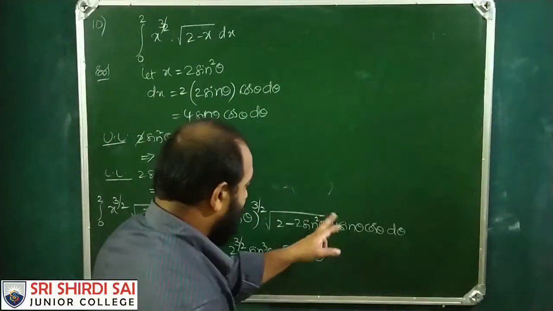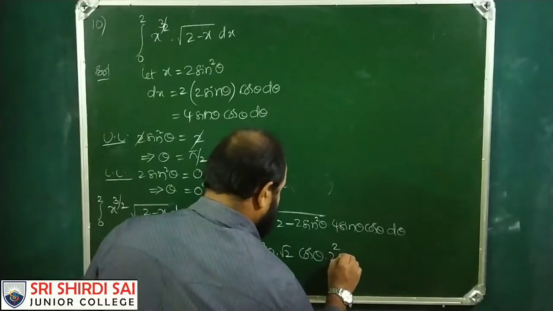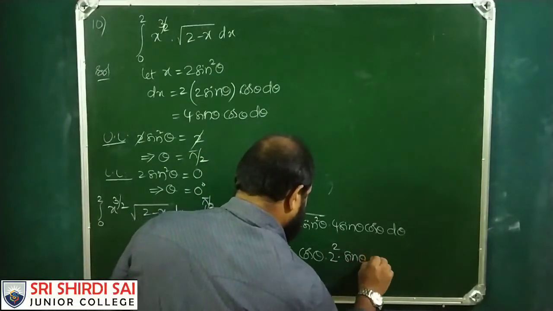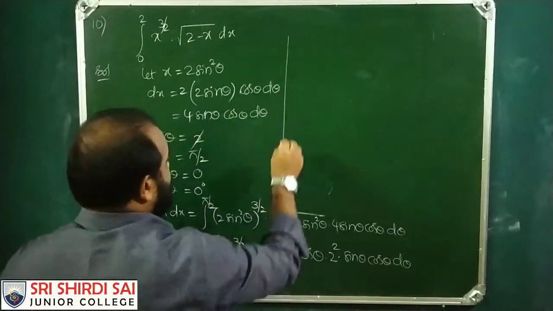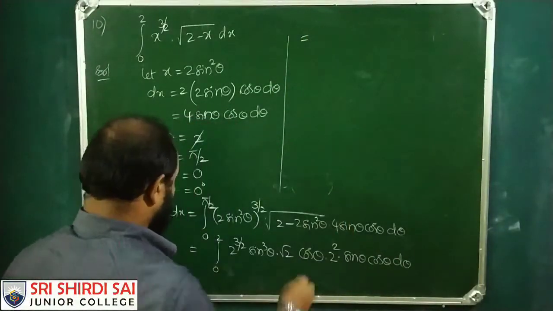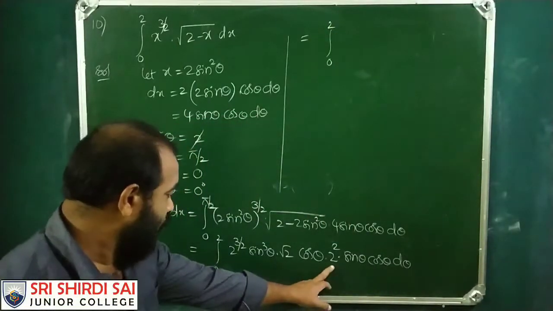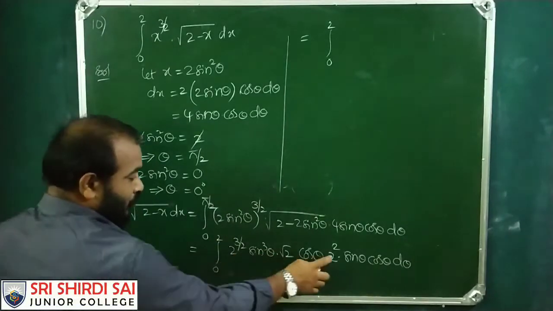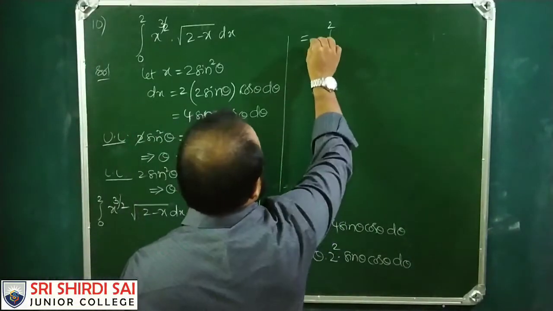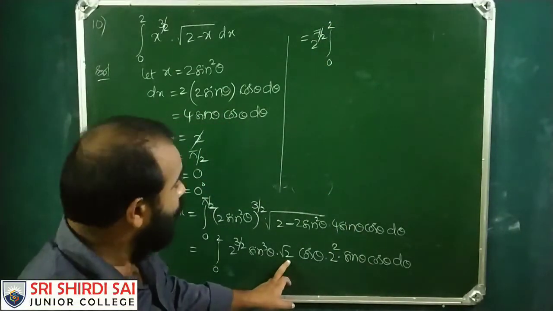Next, 4 sin theta, 4 can be written as 2 square into sin theta cos theta d theta. So that is equal to integral 0 to 2, 2 power 3 by 2 into 2 square. Bases equal, exponents are added. So 2 2s are 4, plus 3 is 7. So 2 power 7 by 2 into root 2.